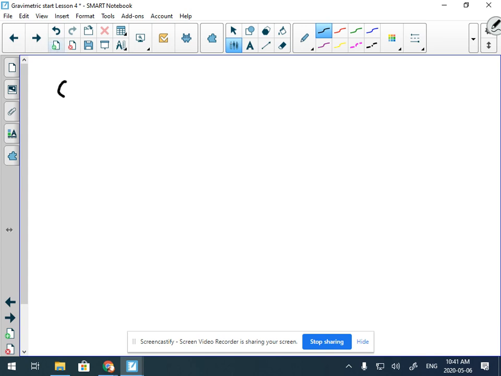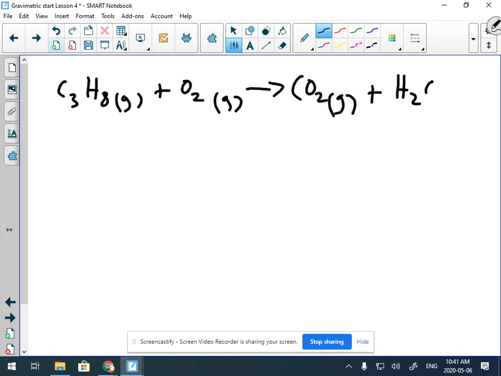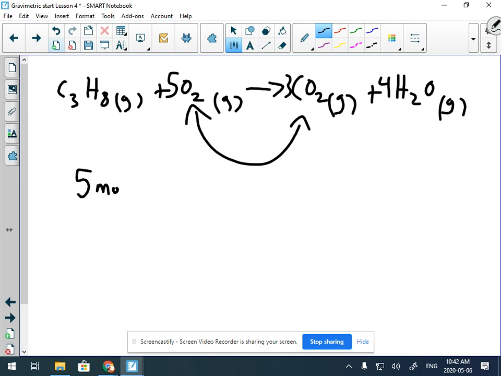Okay, so let's try another one. Let's say we had C3H8 gas plus oxygen. In hydrocarbon combustion, we get carbon dioxide gas and water gas. Okay, balances 3, 4, we got 6 oxygens plus another 4 is 10, 5. Okay, so if I was comparing the oxygen to carbon dioxide, what would be my mole ratio? Well, the mole ratio would be 5 moles of oxygen over 3 moles of carbon dioxide.